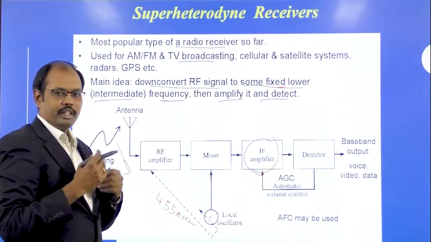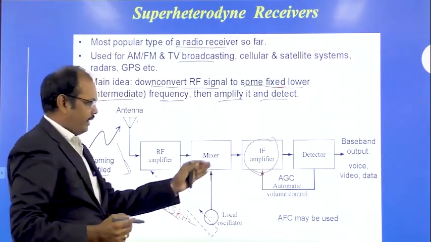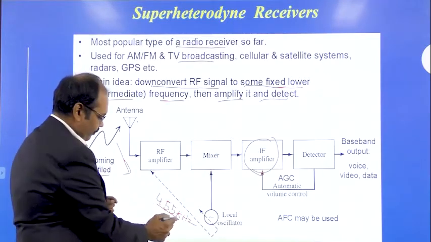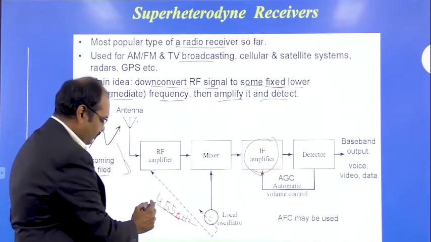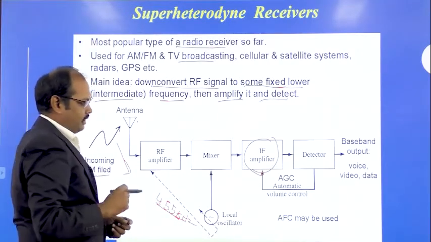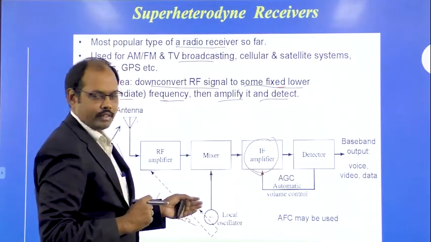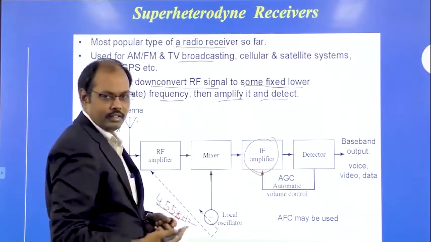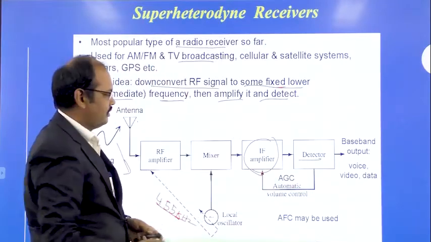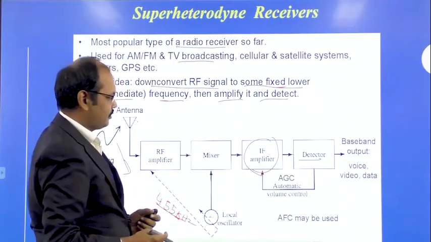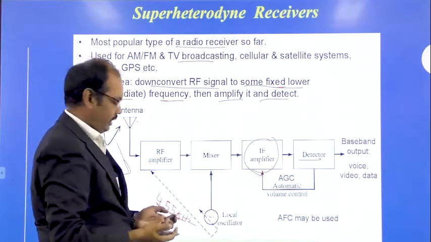That is, whatever may be the incoming signal, it will be converted into an intermediate frequency, some lower order frequency, that is the intermediate frequency, a fixed one, 455 kilohertz. Then this 455 kilohertz frequency will be amplified, and we will be going for a demodulation or detector, and then the final baseband output, that is the modulated message signal, is obtained.